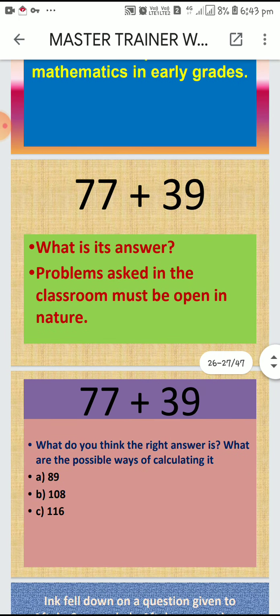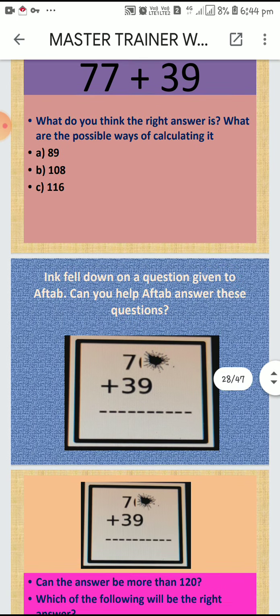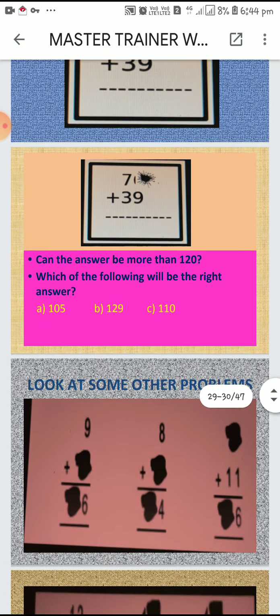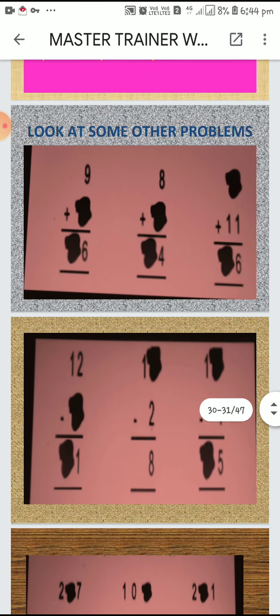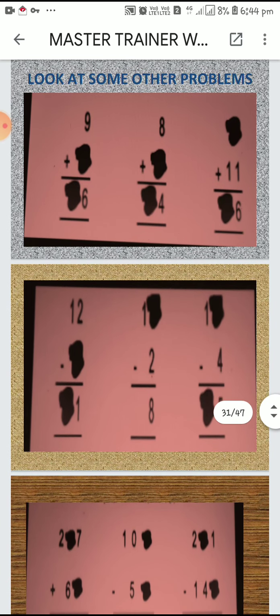Suppose 77 plus 39, how will you add? Some say 80 plus 40 minus 3 minus 1. Some gave another answer, so there were many answers. The same happened here. And if any student is able to solve the questions, normal addition, subtraction, then give it. If he is able to do these questions, then we can say okay, he is understanding.